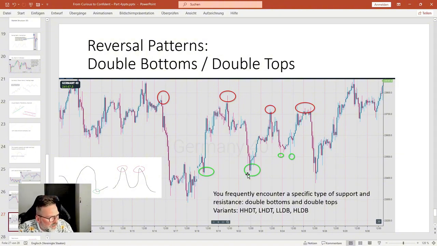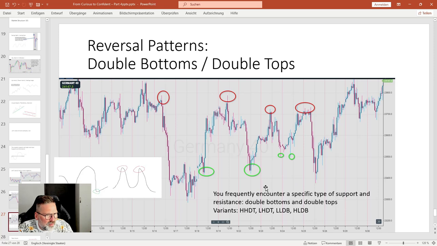Down here, you see that old low gets respected. Not this one, but this one. So this forms a double bottom here. So it found support here. You would buy here, and you would have a nice trade. Also here, this is more like a micro double bottom.